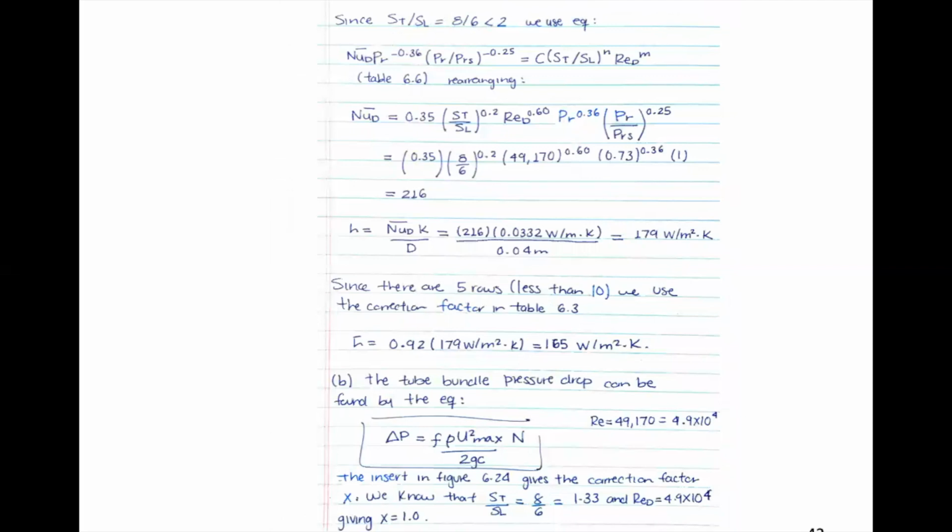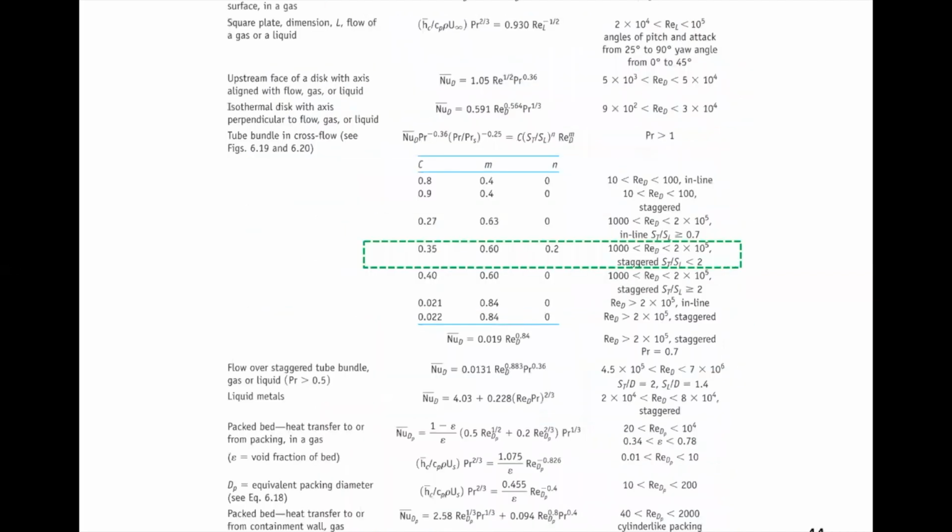Besides the Reynolds number, I need to know the ratio of transversal to longitudinal pitch to go to my table and choose the right nozzle equation. So ST, or transversal pitch, divided by longitudinal pitch is 8 divided by 6. That is going to be less than 2. So this could be my equation, right? This would be the equation I will be using.